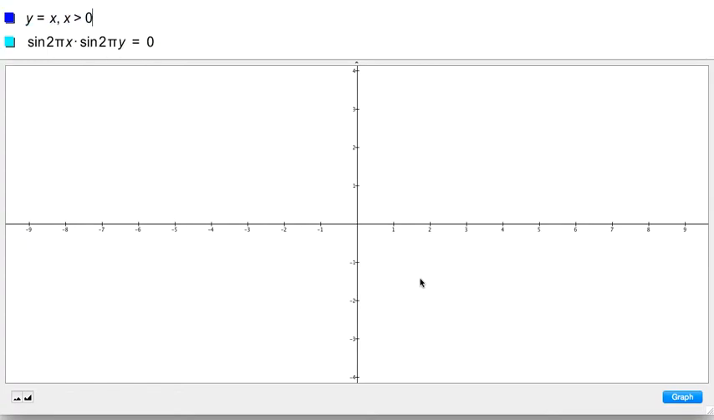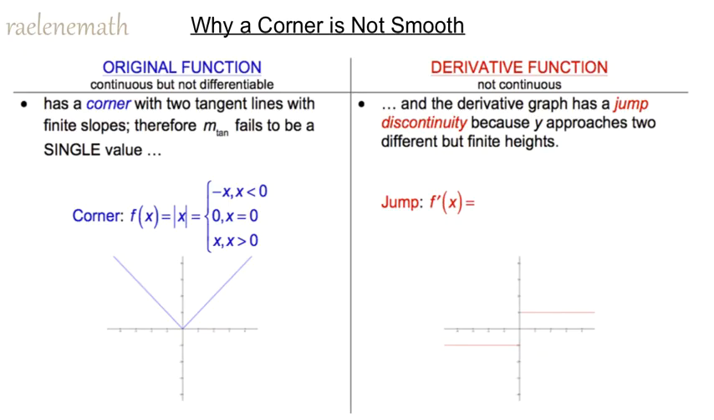Okay, so now that we have this parent corner graph, we can take a look at algebraically why this piecewise function, this parent corner graph, fails to have a derivative at the origin. We have the piecewise function defined as follows, and when we come up with the derivative function, we are going to take the derivative of the left-hand piece, which is the derivative of negative x, which is -1. We have established that the derivative does not exist when x is equal to 0 because the derivative fails to be a single value. And when x is greater than 0, the derivative of x is +1.